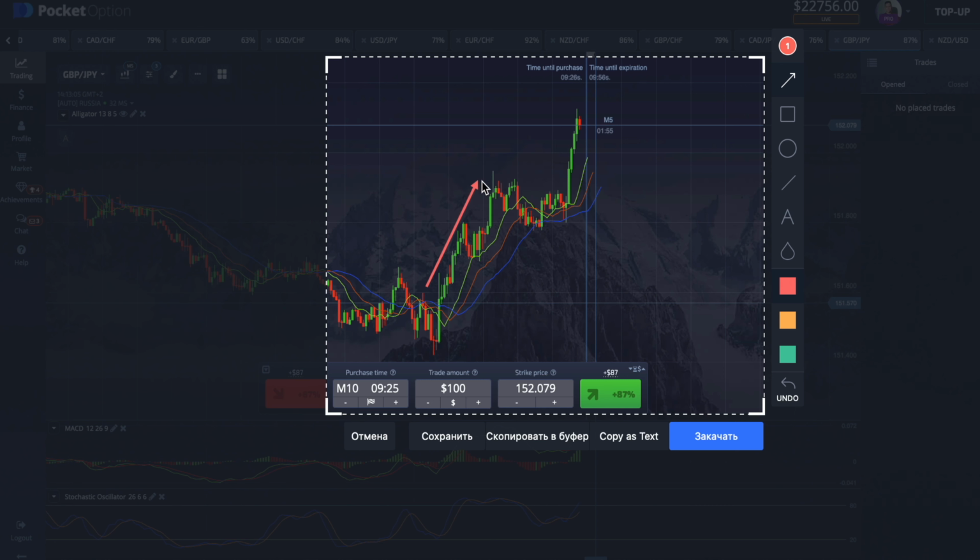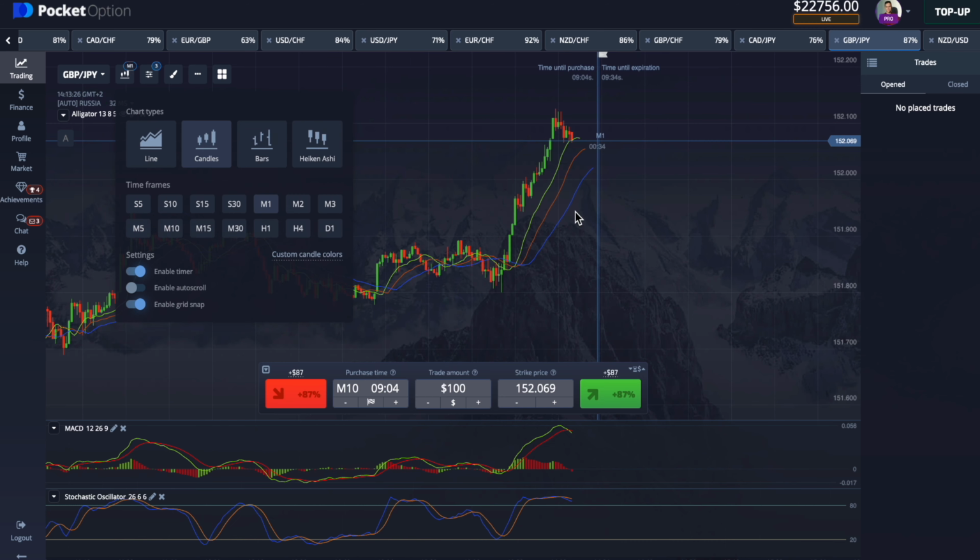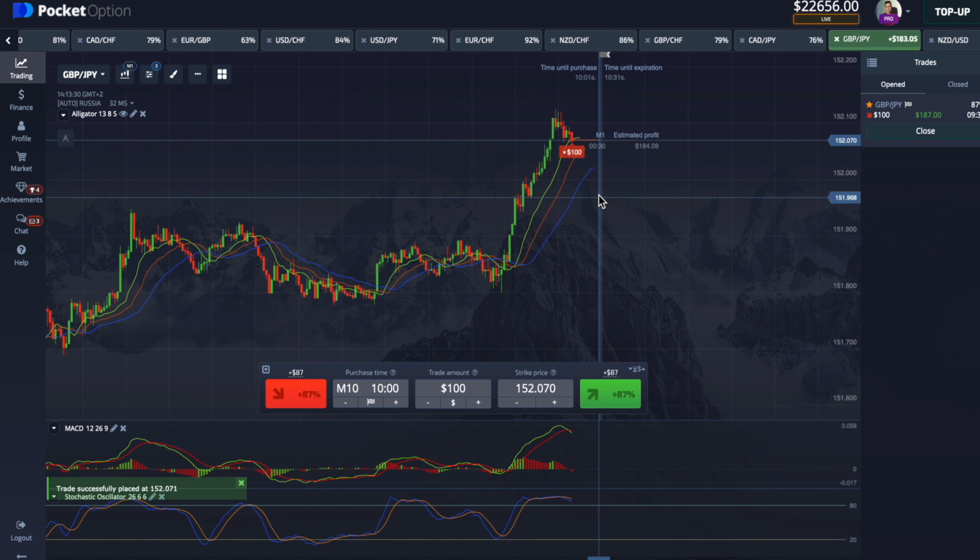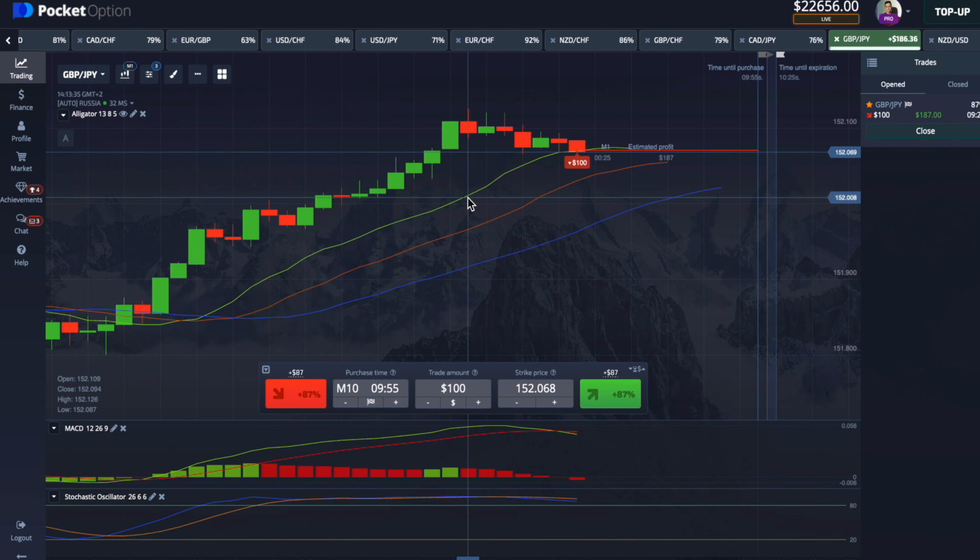impulse. There's one impulse, then comes the consolidation, and then another strong impulse. All of this further proves that the market is to go down just about till the level of consolidation. So we buy a put option that expires in 10 minutes and wait.